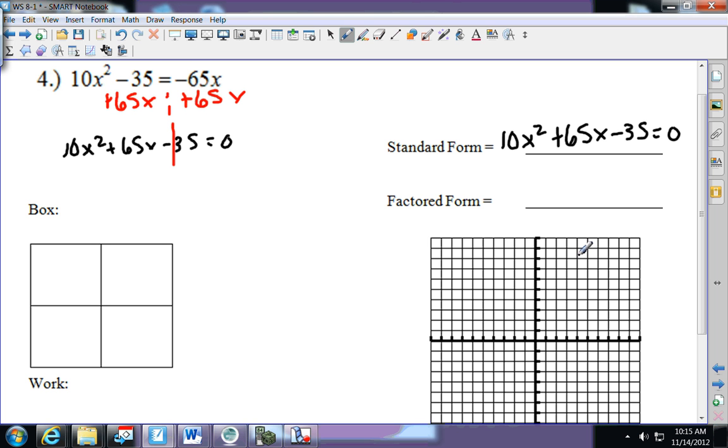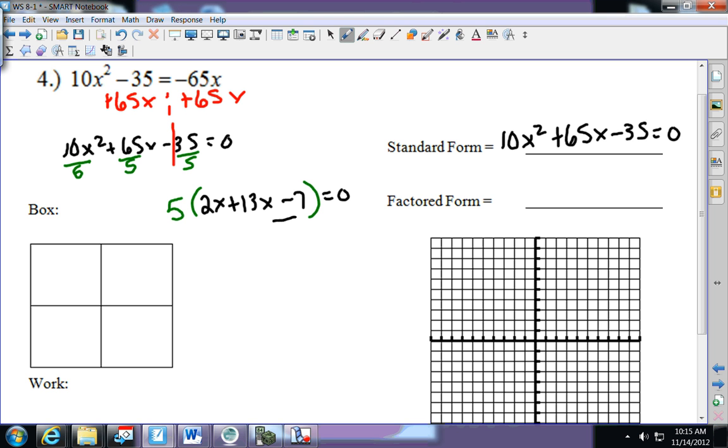Now I've got to figure it out in factored form. Well, what number goes into all these? I'm thinking a 2 does not, because these are not even numbers. What about a 5? I think a 5 does. So if we divide out a 5 out of all of this, pull a 5 out, what do I get? 10 divided by 5 is 2x squared. 65 divided by 5 is 13x, I believe. And that is minus 7 equals 0.